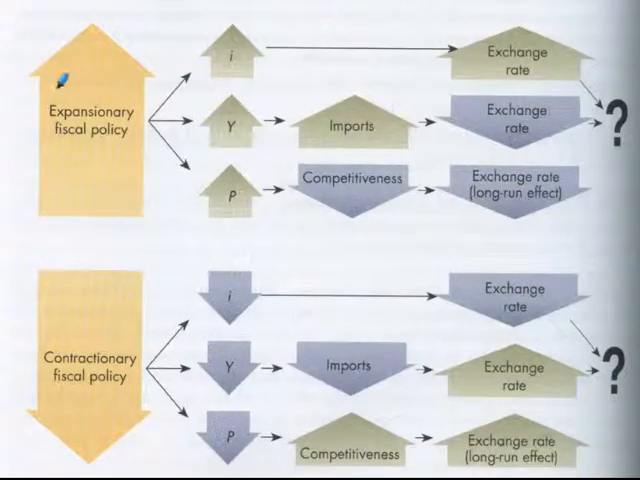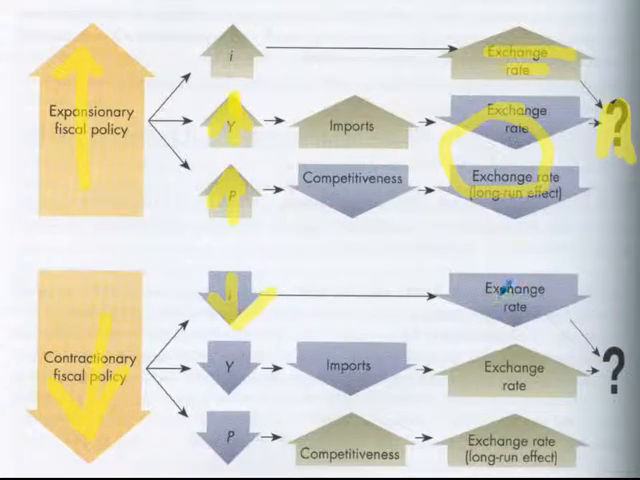So check out this graphic. Expansionary fiscal policy pushes up the interest rate, that strengthens the dollar. Pushes up income and price level, those both weaken the dollar. What happens? We don't know. Contractionary fiscal policy, interest rates go down, nobody wants to save here, exchange rate drops, but incomes and price levels drop, which means we import less and our dollar's a better deal, so we're more competitive. Those push it up, and we don't know.